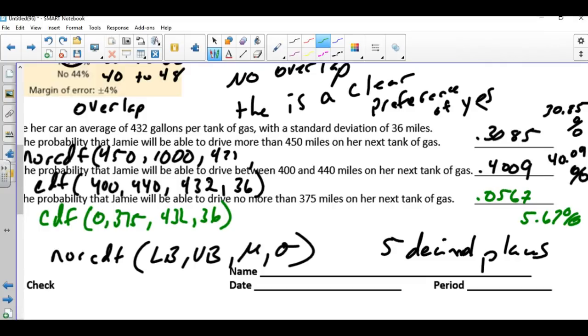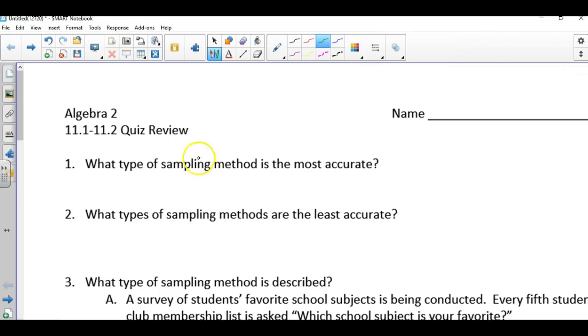Now, I'm going to move on to the review. Here's the review. So let's go ahead and work through it. What type of sampling method is the most accurate? Guys, random sampling, or simple random. Let's say that, simple random. Because again, man, this represents the whole population, and everybody has an equal opportunity of being selected. So simple random. And what type of sampling methods are the least accurate? We're going to say convenience.